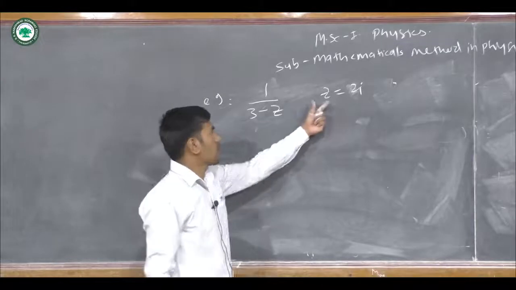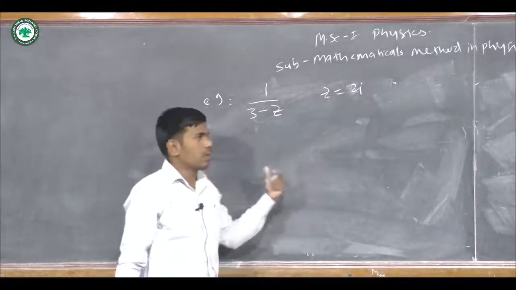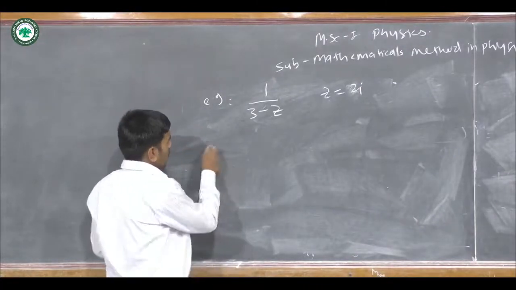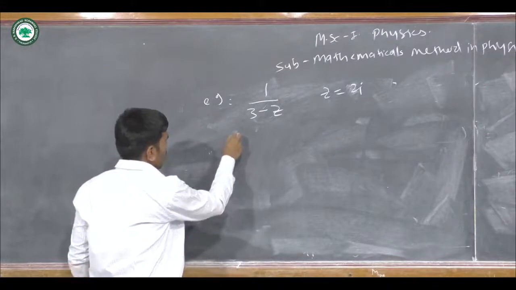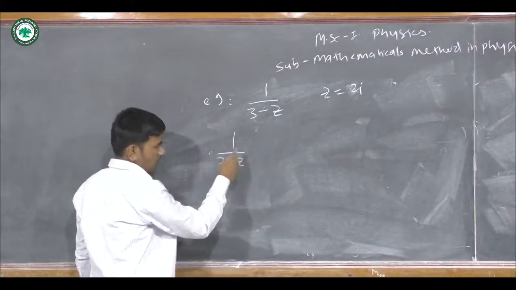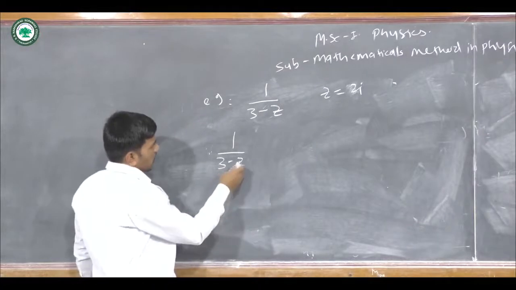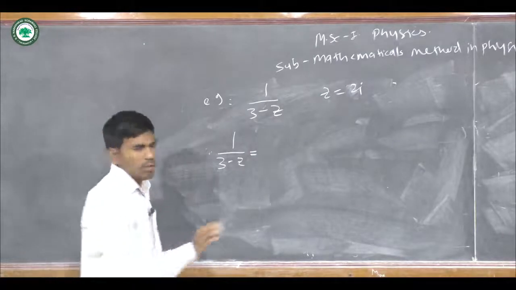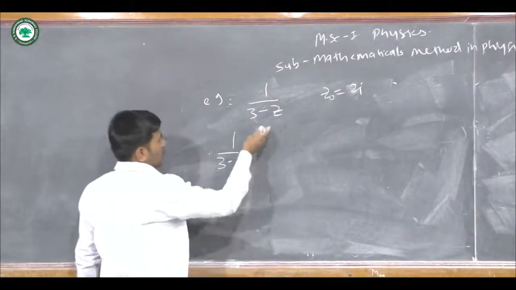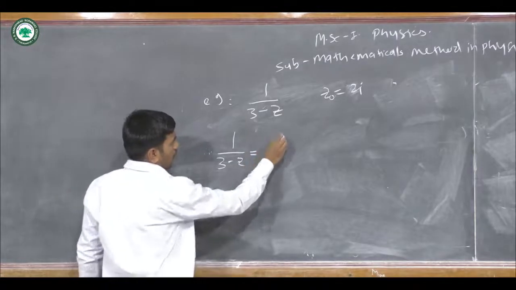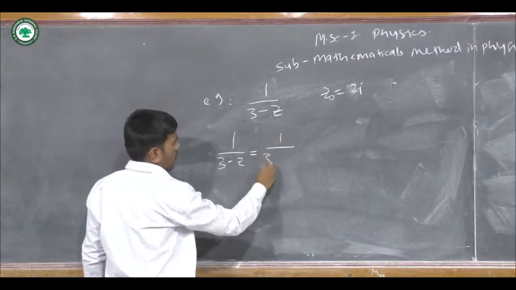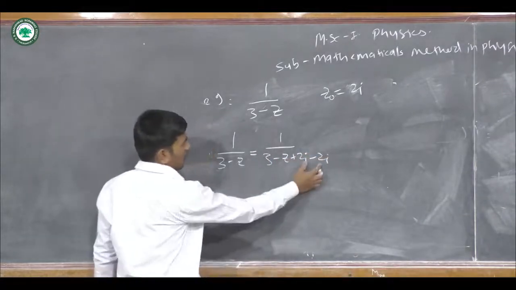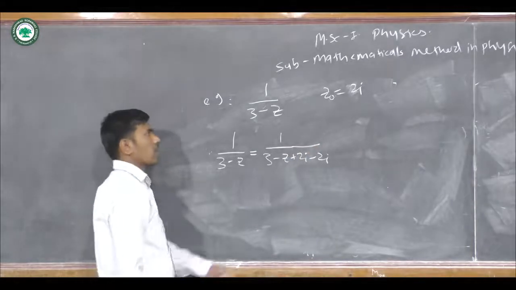Okay, so around this point z naught, we want to expand this series. Same procedure, if I follow the theorems. So this 3 minus z we can write as 3 minus z plus 2i minus 2i. I am just adding and subtracting this z naught.